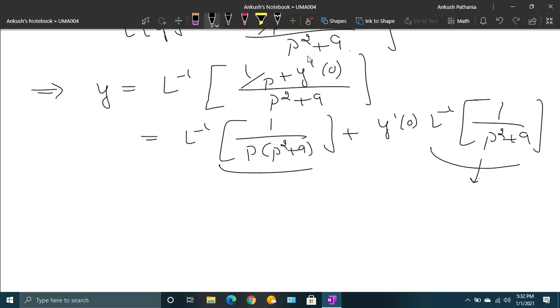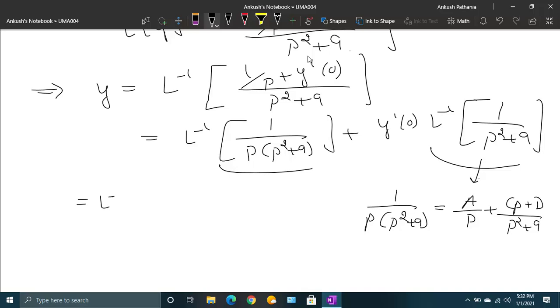Here it can be solved by taking partial fractions. So 1 upon p square plus 9 can be written as (a upon p plus cp plus d) upon p square plus 9. Otherwise it is very easy. Even if you are not doing that, you can just write these terms and see how we can multiply somewhere or elsewhere. So this is minus p square plus 9.